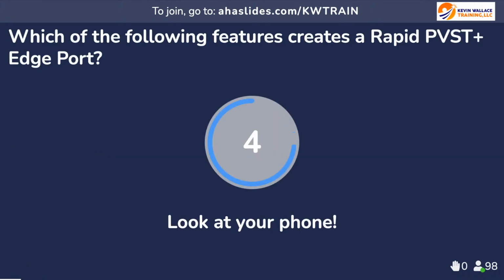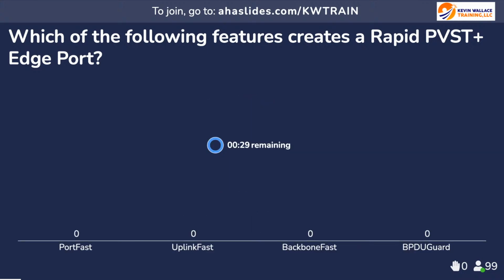Question number 2, which of the following features creates a Rapid PVST Plus Edge Port? Is it port fast, uplink fast, backbone fast, or BPDU guard?